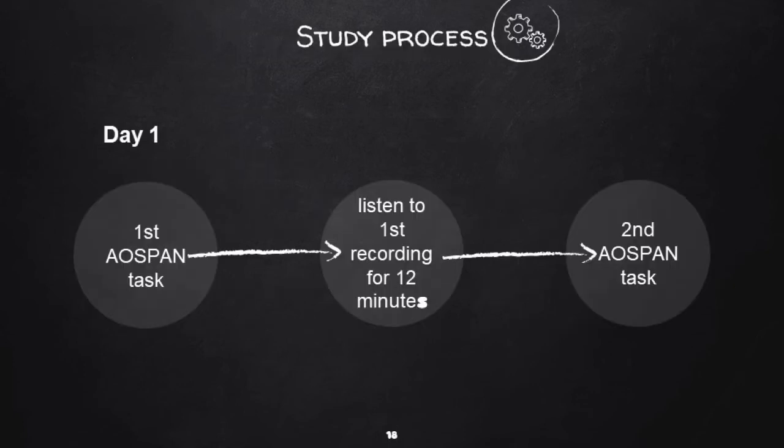Day 1, the participant will be asked to take the automated operation span task. After the completion of the task, the participant will be given the recording with binaural beats to listen to for 12 minutes. After those 12 minutes, participants will be asked to retake the automated operation span task. Day 2, the process is the same as day 1. However, instead of listening to the recording with binaural beats, after the completion of the first automated operation span task, the participant will be given the recording without binaural beats to listen to before retaking the automated operation span task.